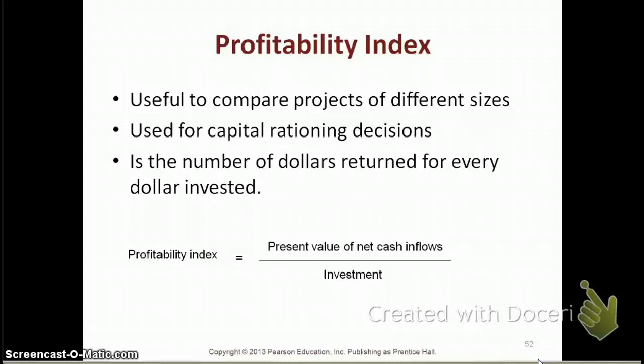The profitability index is calculated by dividing your present value of net cash inflows by your investment. You would calculate a profitability index for all the items that pass the net present value test and look for the one that has the highest profitability index.